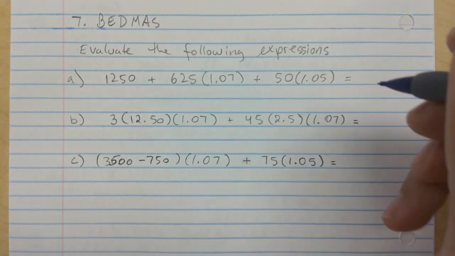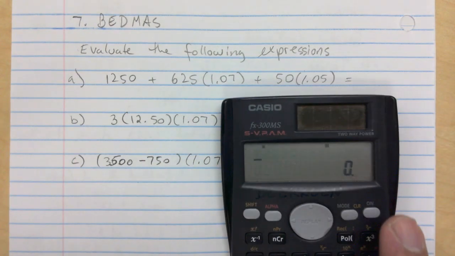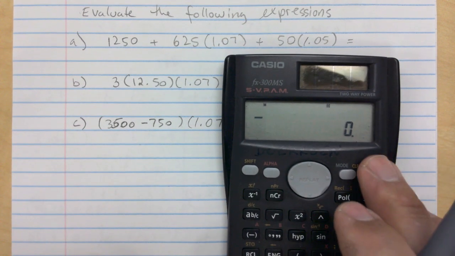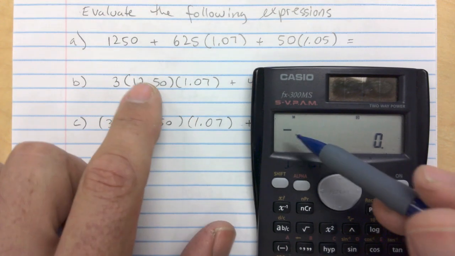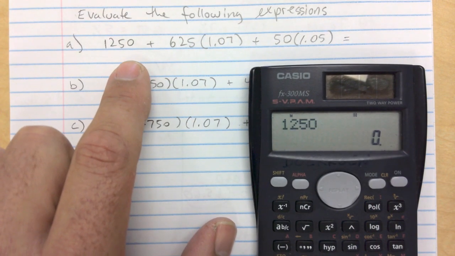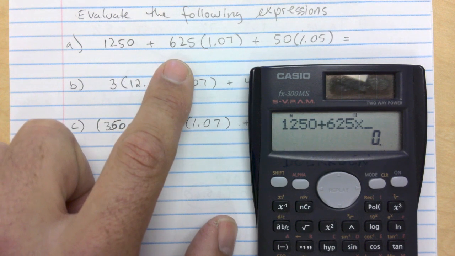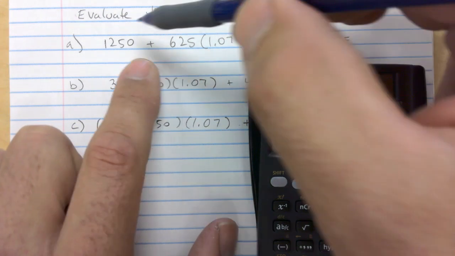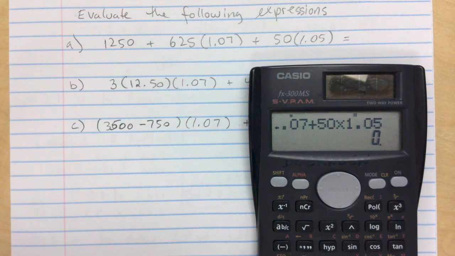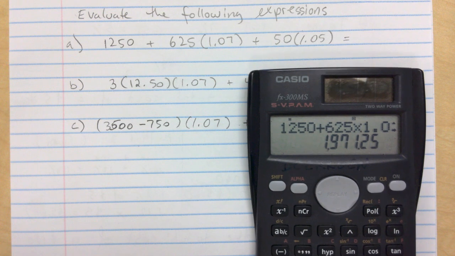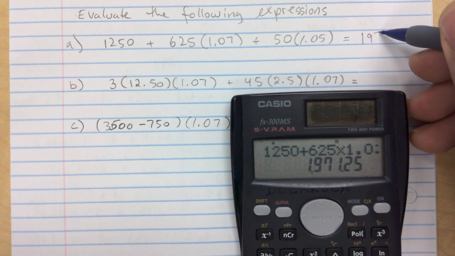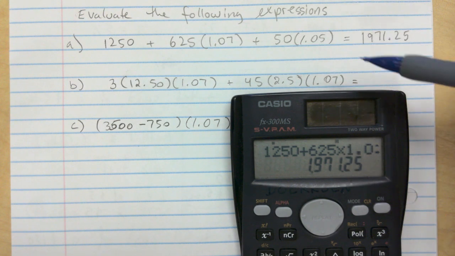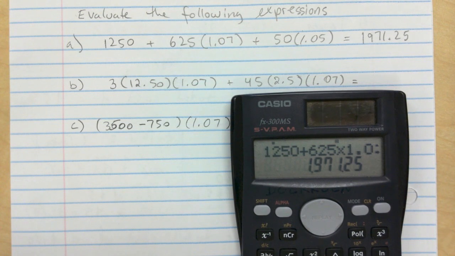Okay, we're going to go back here. If you have a decent calculator, like I talked about the 2-line calculator yesterday, and that's not a phone, by the way. You can use your phone right now if you have to, but you want to have one that tells you what you're putting in. So 1250 plus 625 times 1.07 plus 50 times 1.05. If it's in one line like that, your calculator is going to be really good at just figuring it out in one shot. So you get 1971.25. And it's not a dollar amount because there are no dollar signs anywhere. So we'll just leave it at that.